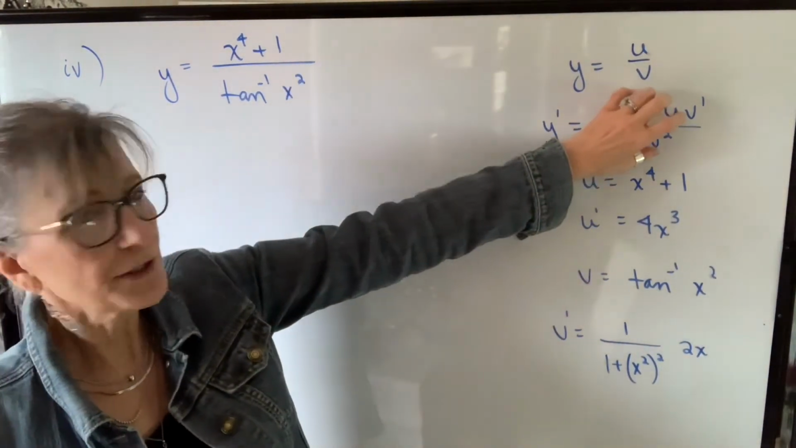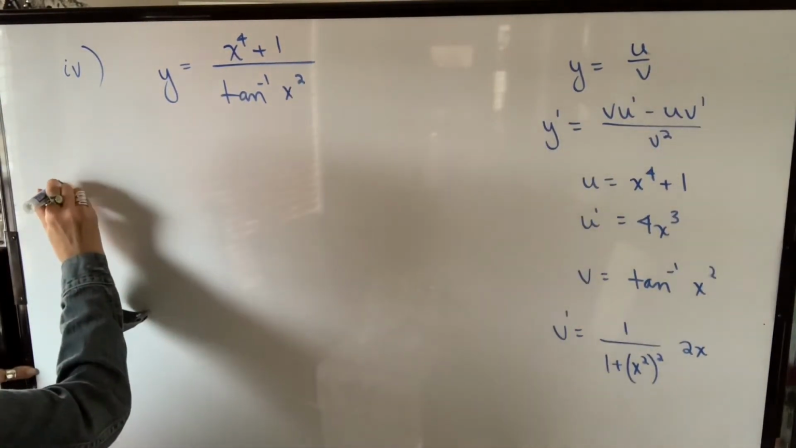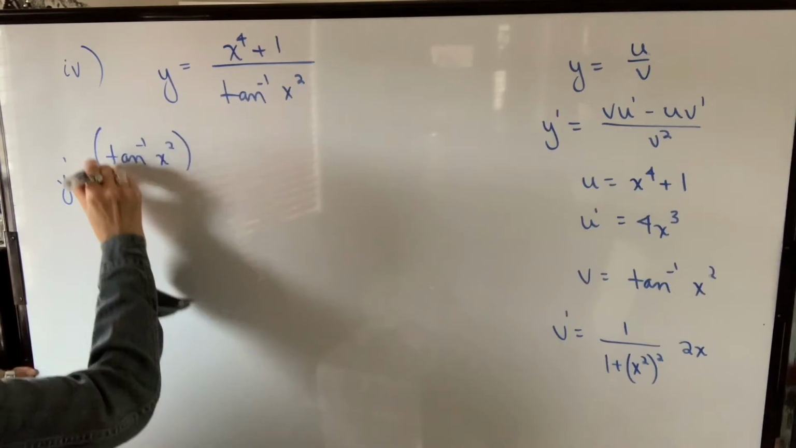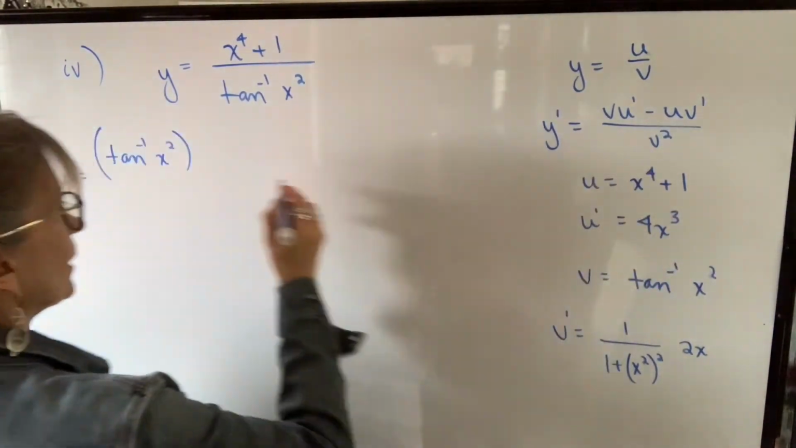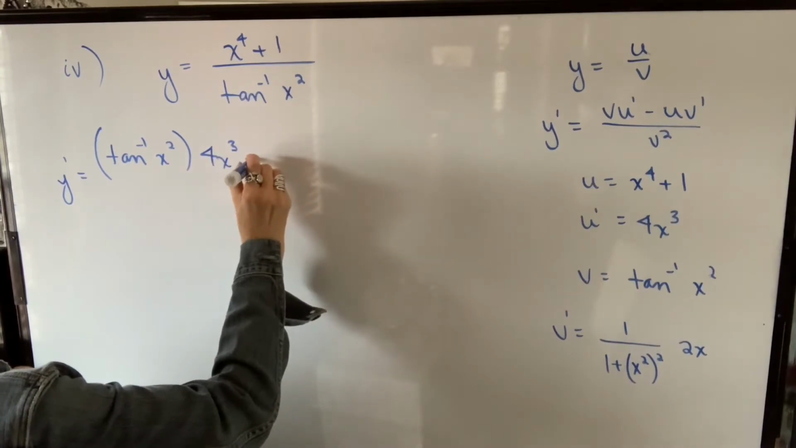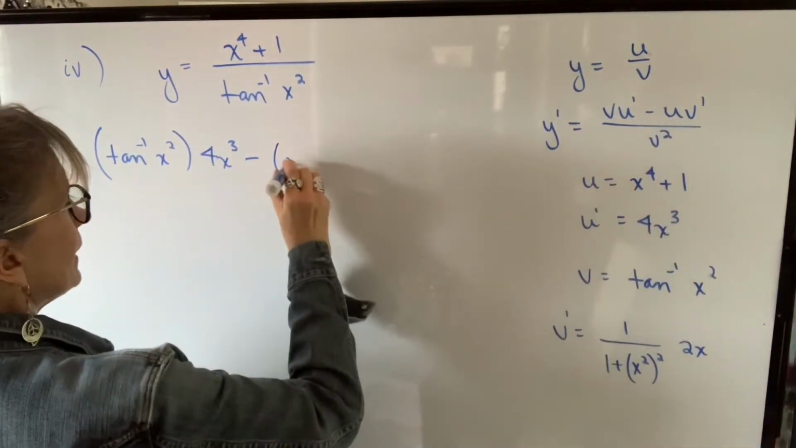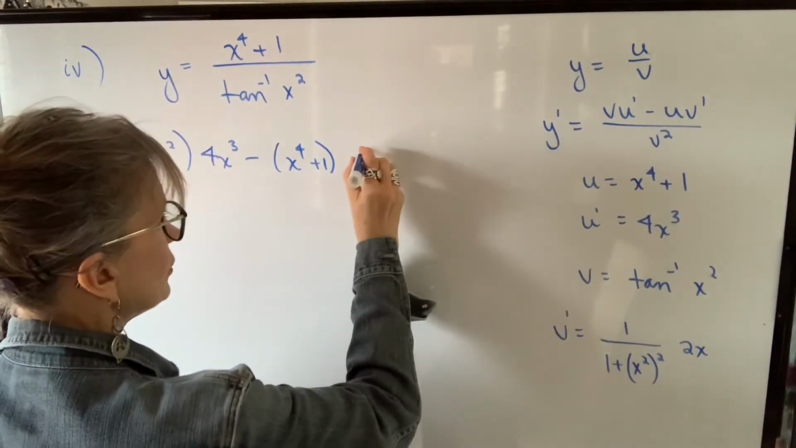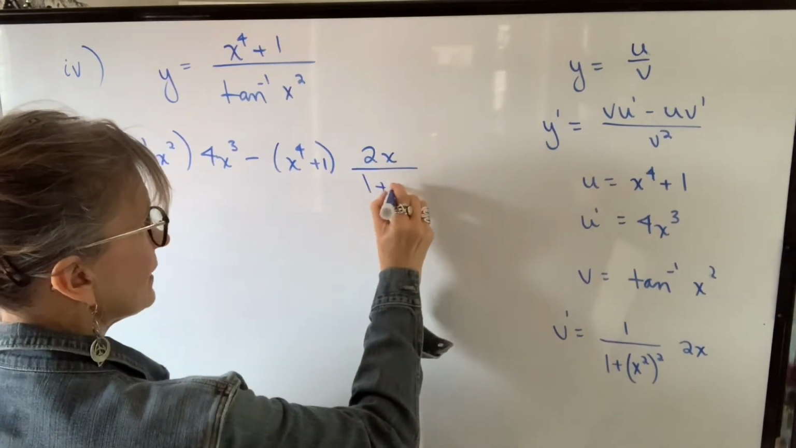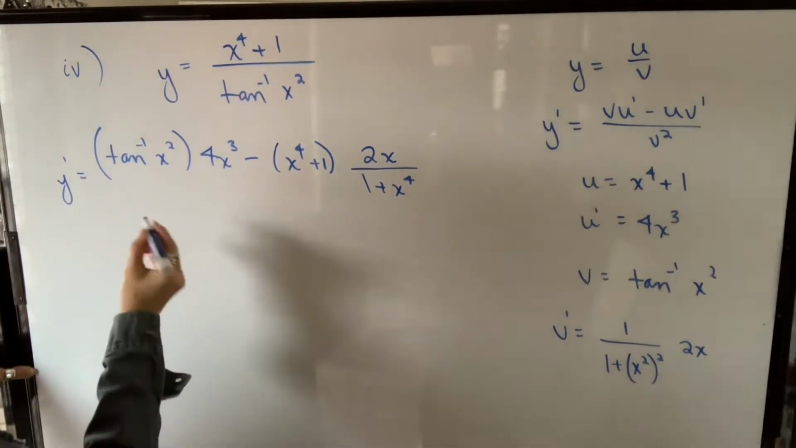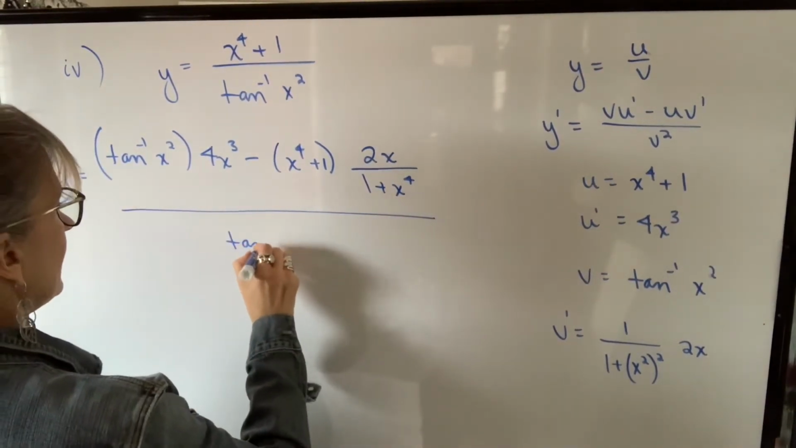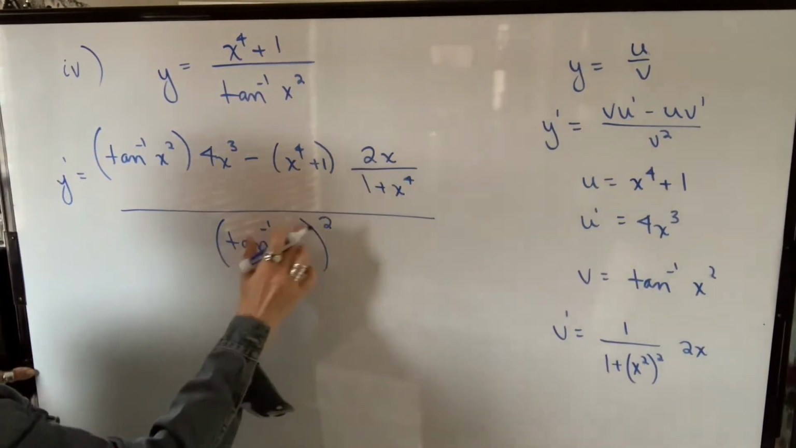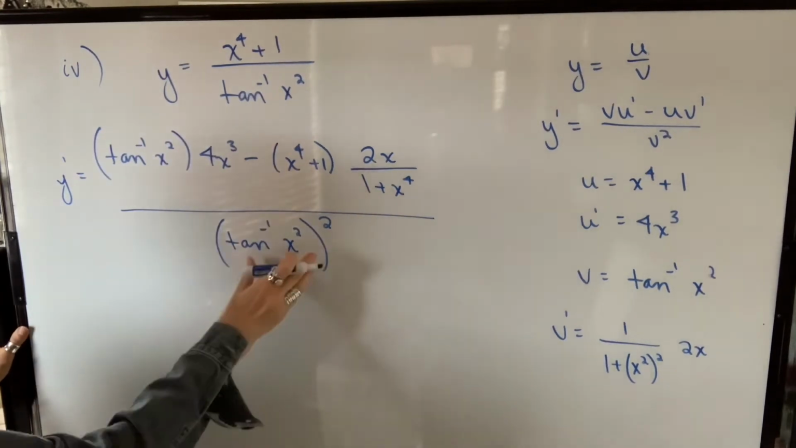Now I plug all of those values into the quotient rule, so the derivative will equal inverse tan of x squared times u prime, which is 4x cubed, minus u, which is x to the 4th plus 1, times v prime, which when I simplify this will be 2x over 1 plus x to the 4th. All of this is over inverse tan of x squared, squared. Remember, this isn't an exponent, so we can't use any of our exponent rules. We're going to leave it in this form.